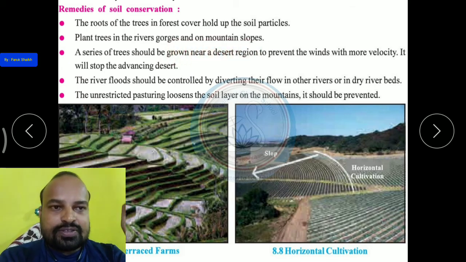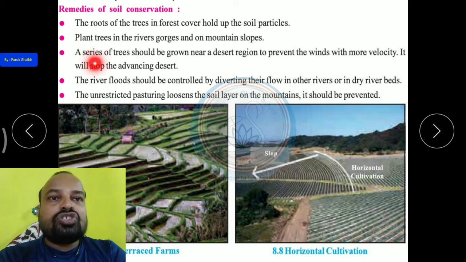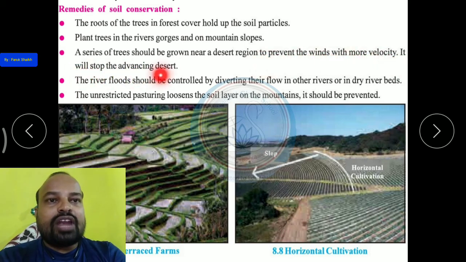Near the rivers, along the river banks, we should plant trees, and also on the mountain slopes, so that the water's force will be decreased. A series of trees will be grown near a desert region to block wind with high velocity. It will stop the advancing desert.